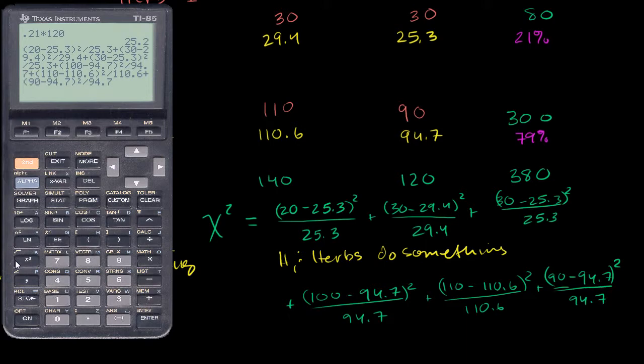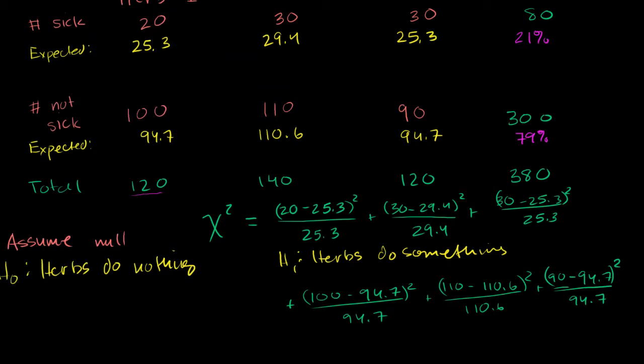And let's see what we get. We get 2.528. So let's just say it's 2.53. So our chi-square statistic, I always have trouble saying that, our chi-square statistic, assuming the null hypothesis is correct, is equal to 2.53. Now, the next thing we have to do is figure out the degrees of freedom that we had in calculating this chi-square statistic.